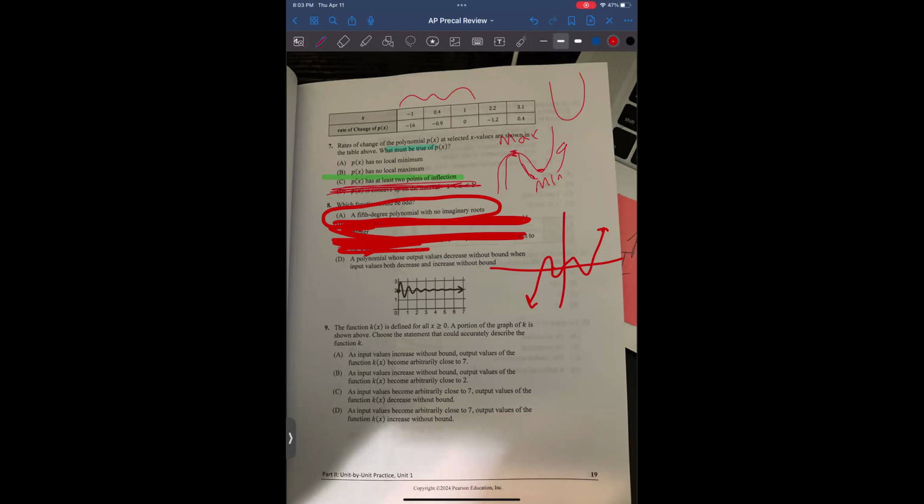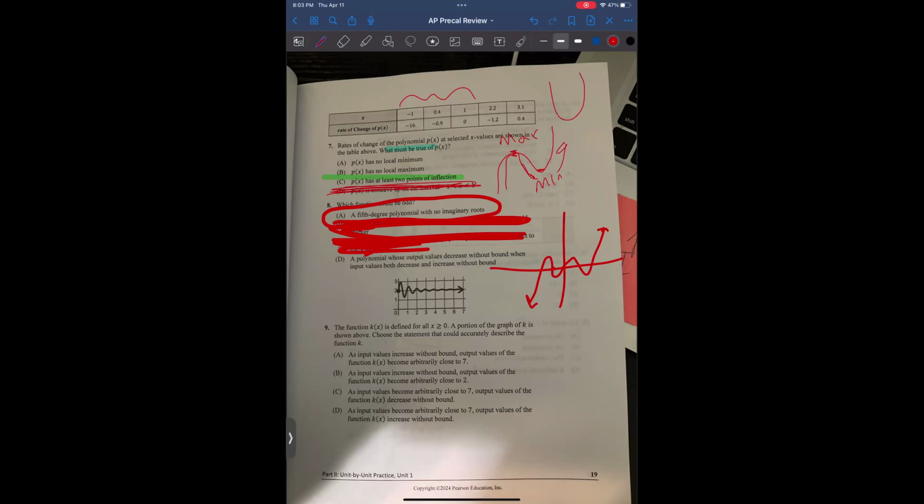So as input values increase without bound, output values of the function k become arbitrarily close to 7. As input values increase without bound, output values of the function k of x become arbitrarily close to 2. As input values become arbitrarily close to 7, output values of the function k of x decrease without bound. And as input values become arbitrarily close to 7, output values of the function k of x increase without bound.